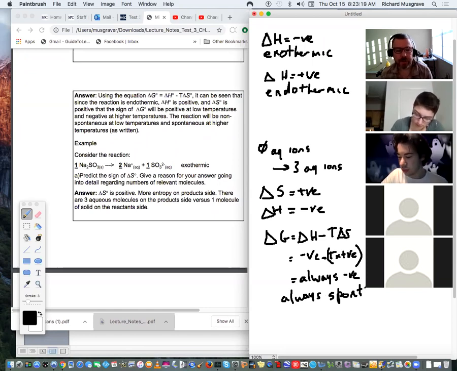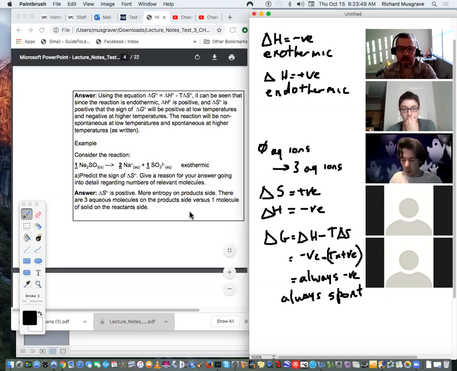All right, does anybody have any questions? Okay, so I said this earlier and I'll say it again here. When the signs of delta S and delta H are the same, then there's going to be variation with temperature. But when delta S and delta H have different signs like they do here, then there is going to be no variation with temperature. It's either going to be spontaneous or non-spontaneous under all conditions of temperature. All right, does anybody have any questions?